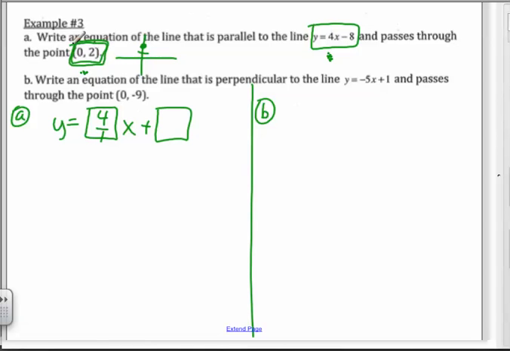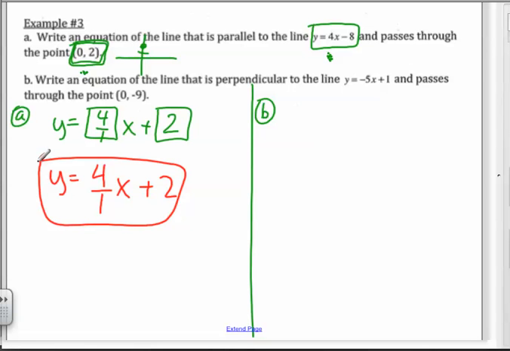Anytime there's an x of 0, we find the y-intercept. Isn't that what you guys have been doing when you graph? You put in 0 for x and it gives you the y-intercept. So the y-intercept for this line is 2. So let's rewrite this thing so it looks like math. Okay, so y equals 4 over 1. Yeah, we can put it over 1. X plus 2. Beautiful. That's our answer.